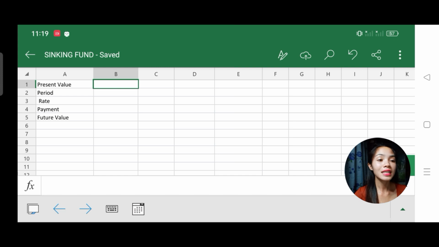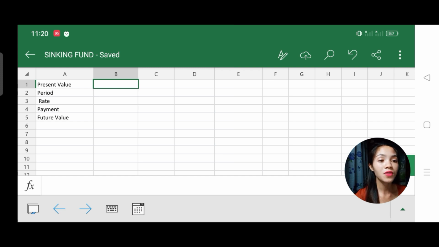Sinking fund is the opposite of our first video tutorial, which is all about the amortization schedule. An amortization schedule is an example of having a debt. We would start with a big amount of money, and after a certain period of time, we are going to fully pay that. In a sinking fund, we start with zero, and after a period of time, we accumulate money. One example is preparing for our future, or depositing money in the bank.